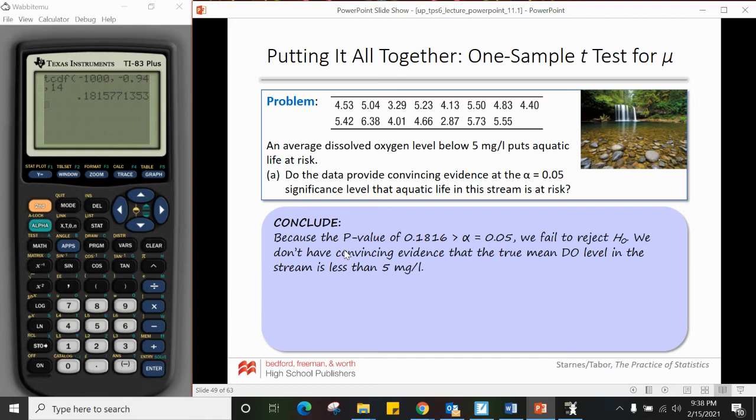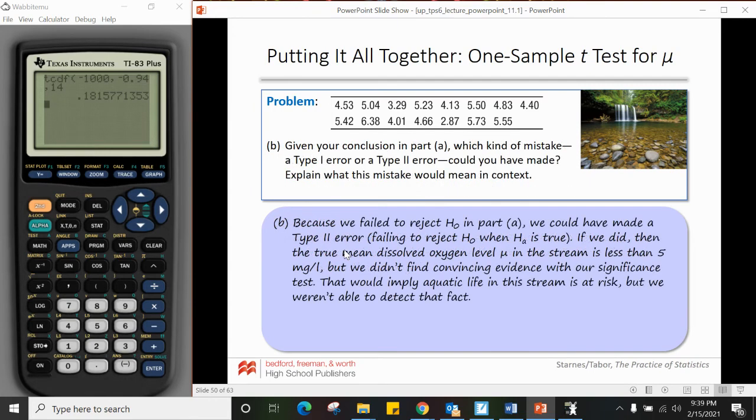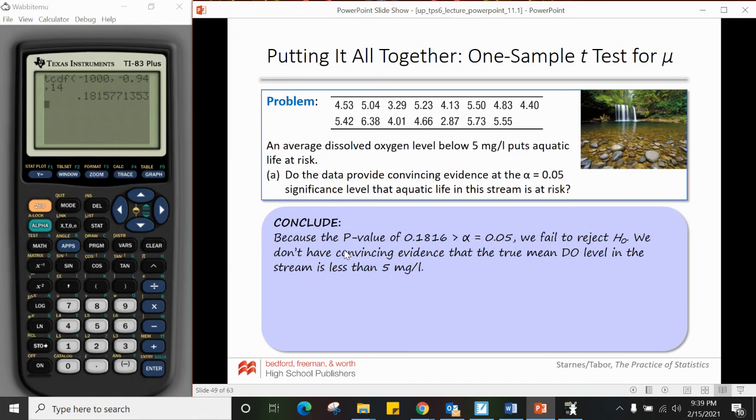So here's how we conclude. Because our p-val of 0.1816 is greater than alpha, which is equal to 0.05, we fail to reject H0. We don't have convincing evidence that the true mean DO level in the stream is less than 5 milligrams per liter. All right. And then question 2 was, are we making a type 1 or a type 2 error? Now, since we failed to reject, we only have the possibility of making a type 2 error. So we could make a type 2 error here.